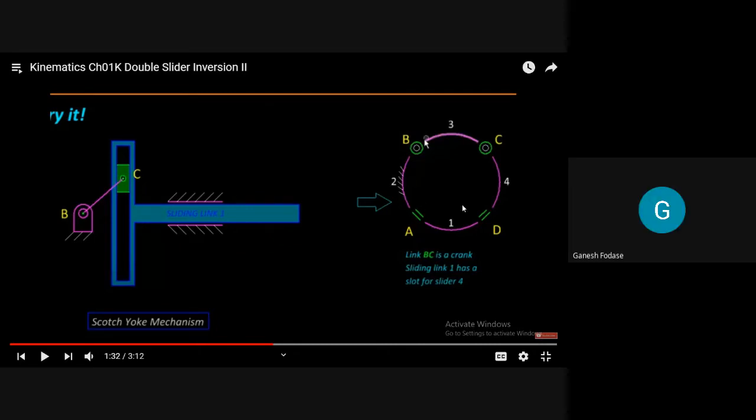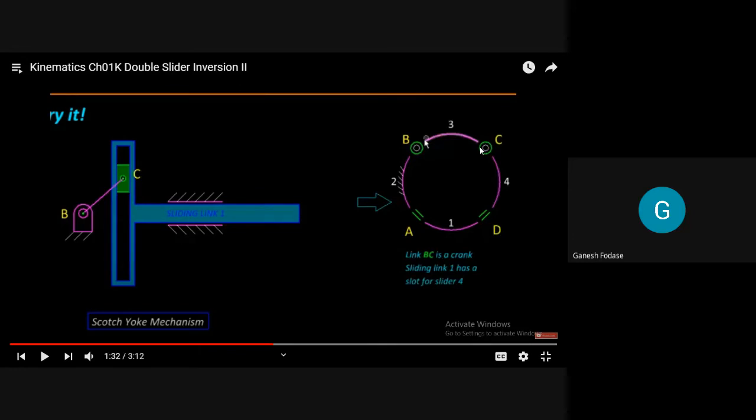Okay. Now you see here, how many prismatic pairs are here? At A and D, there is a prismatic pair. Prismatic and sliding both are the same word. So A and D, there is a prismatic pair. B and C, there are two turning pairs. So we know in double slider, there are two turning pairs and two prismatic pairs. Therefore, this mechanism is also called a 2R2P mechanism.